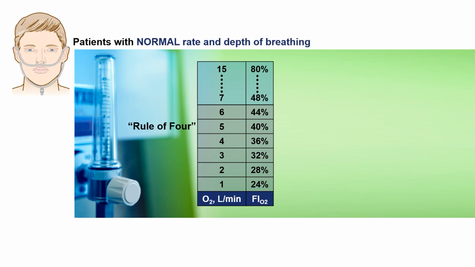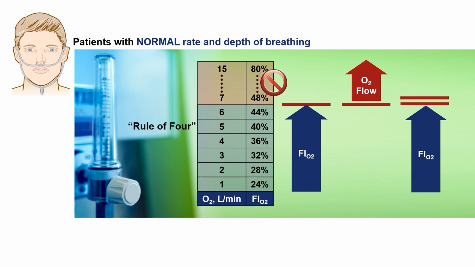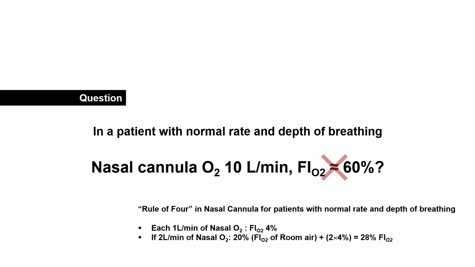When breathing at a normal rate and depth, according to the rule of 4, the FiO2 increases by about 4% for each increase of 1 liter per minute in oxygen flow. However, it's important to note that this principle only applies up to an oxygen flow of 6 liters per minute. In other words, even if you increase the oxygen flow further, the FiO2 cannot exceed 44% or 45%. Therefore, this question is not accurate.